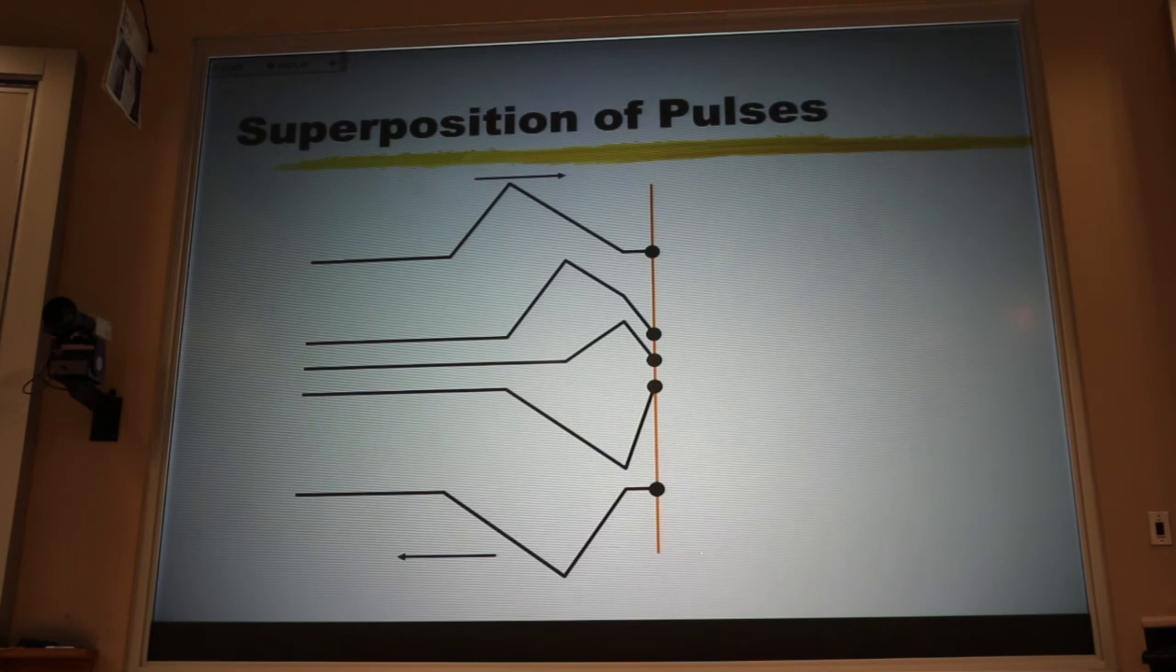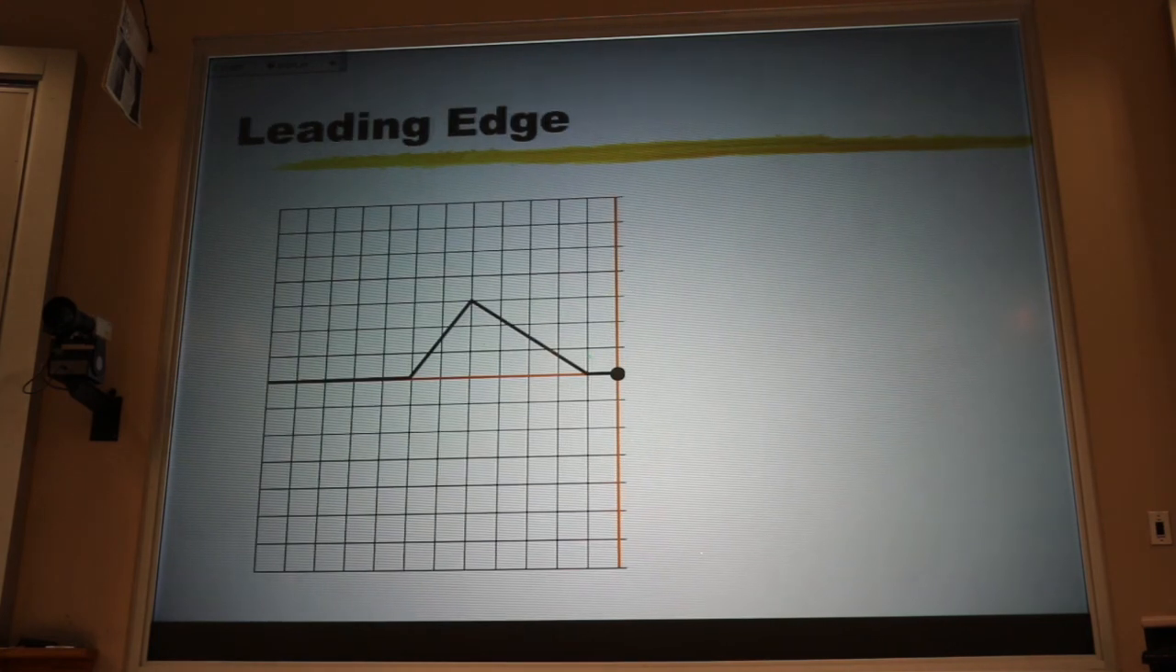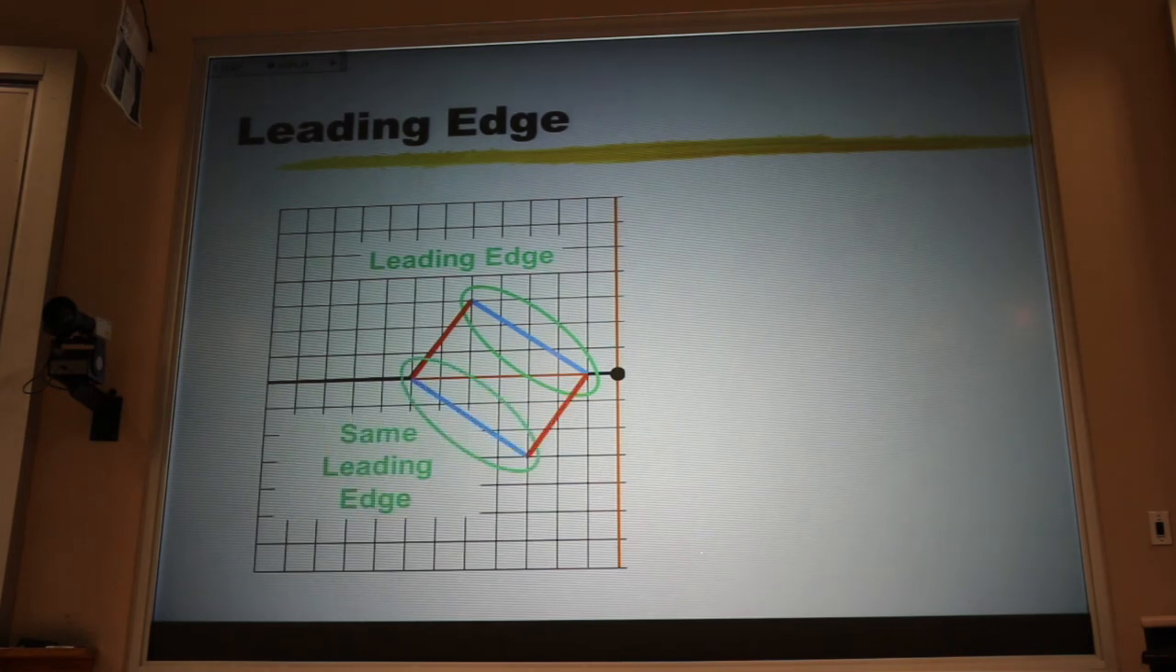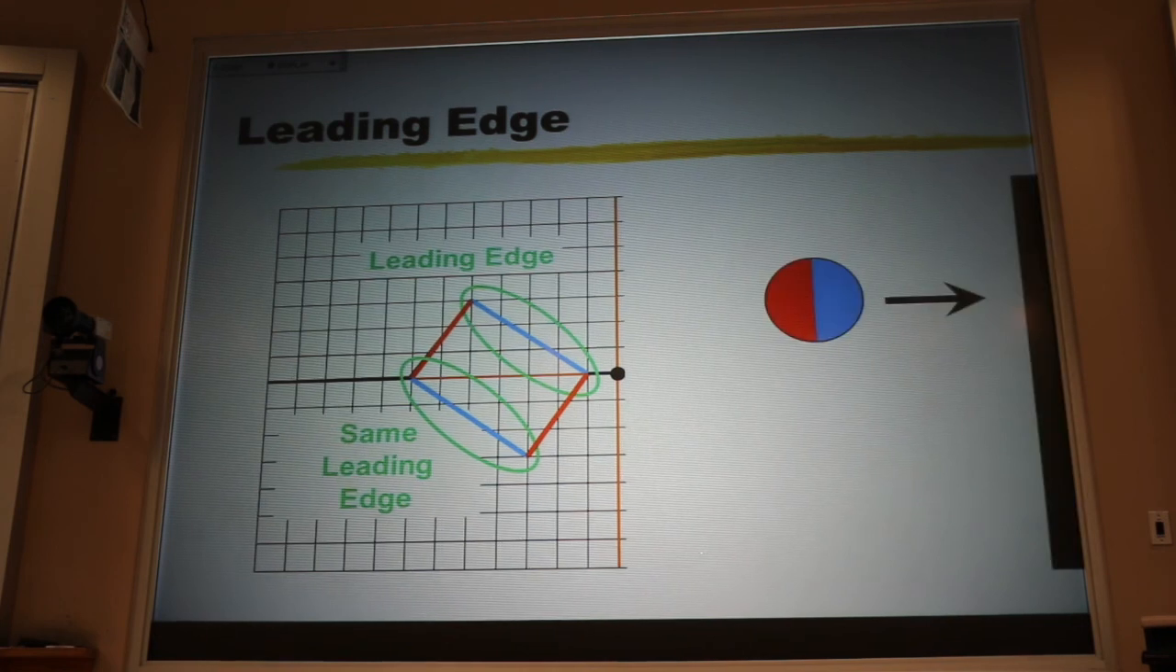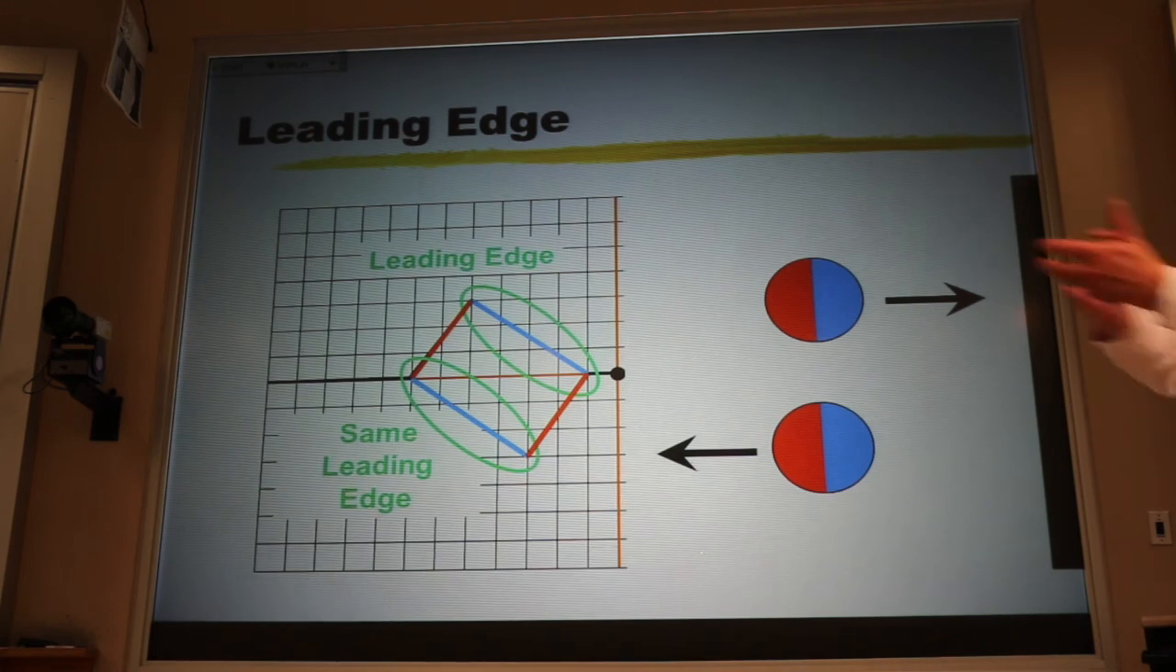Okay? Now, the leading edge has to stay the leading edge. The part of the pulse that hits the boundary first is the part that's going to leave first. That's different than a ball. A ball has to all move together. And so if the blue part of the ball hits first, the red part of the ball is leading as it moves away. But a pulse actually turns around and goes the other way.